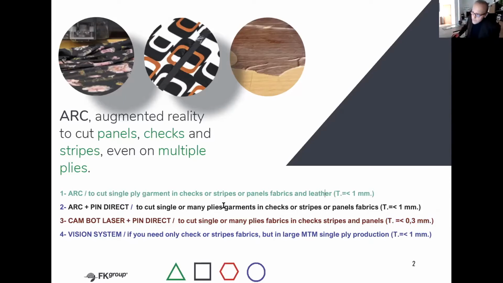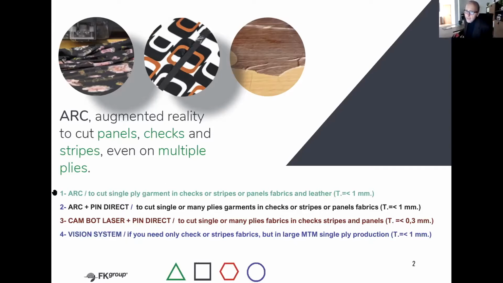Till now, we solved any kinds of problem for companies with single ply, check, stripes, panels, leather. Also, we solve those customers that want mattress with check and stripe, and panel also. But imagine that there are huge companies that are producing made to measure. In this situation, if you need check, stripes, but in large made to measure single ply production, you need vision. Vision system is something developed with our partner. It's not direct, it's patented by our partner, and developed very near to FK in one of our partners.